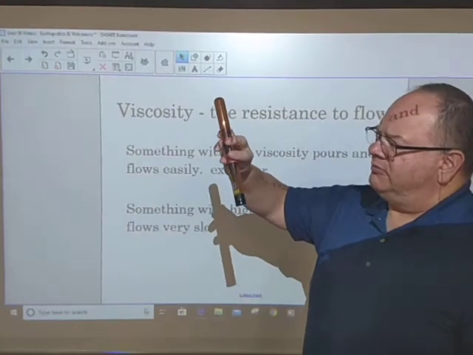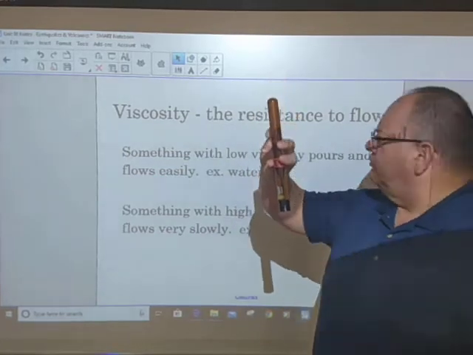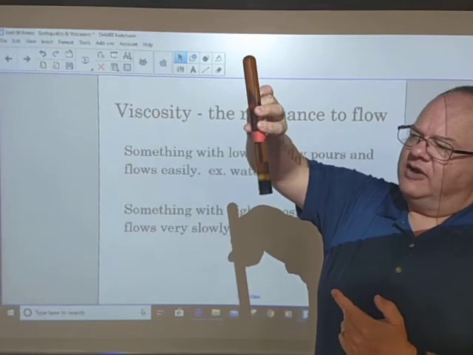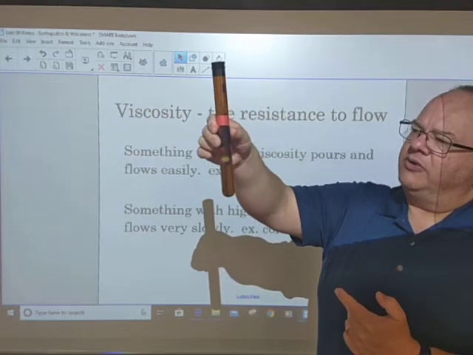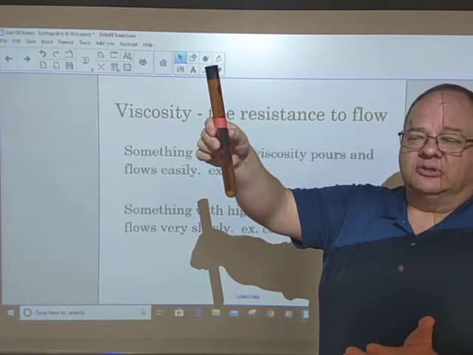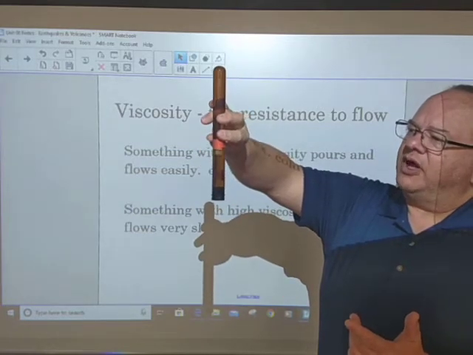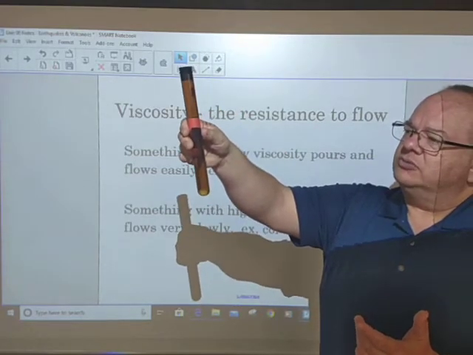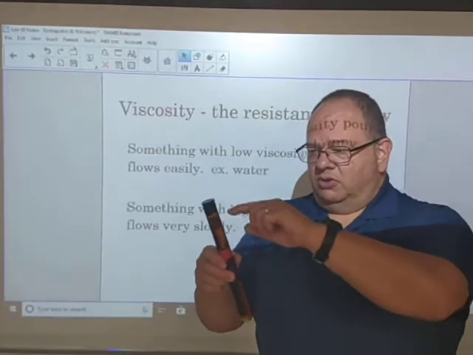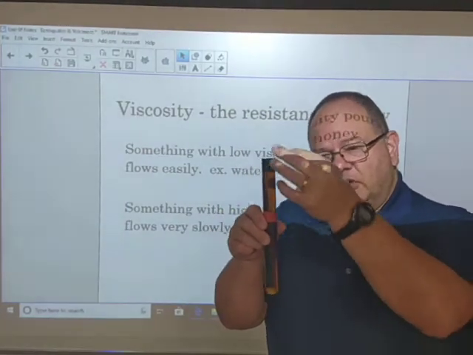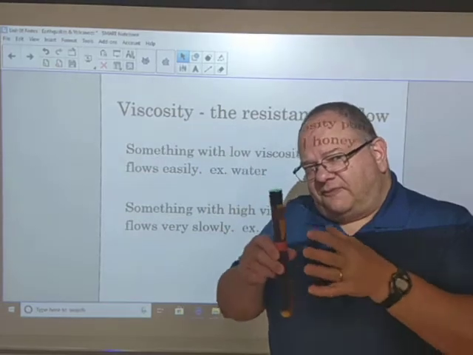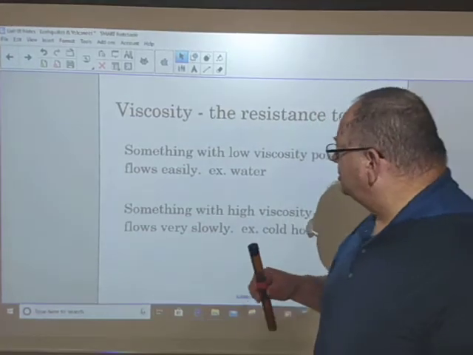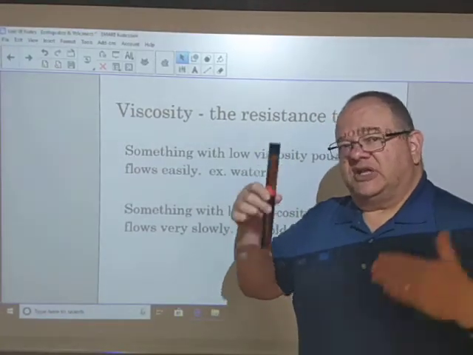Here's a tube that has some motor oil. Again, there's a marble in here. Hopefully you can see it in the camera. If I tip this over, it takes about 2 seconds. In order for that marble to move through here, it's falling through, and the liquid has to flow around it. Well, this liquid doesn't flow as easily as the first liquid. So this is more viscous. It has a higher viscosity.